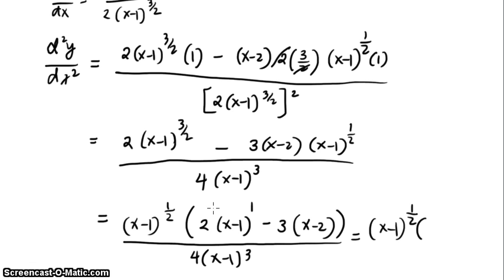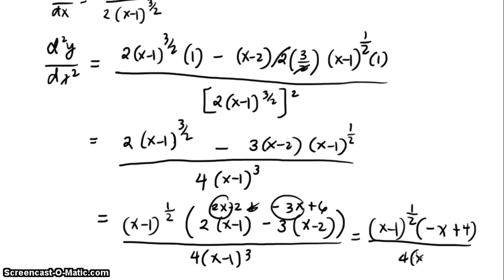The parenthesis will become, this is 2x minus 2. This is minus 3x plus 6. And this will be negative x. And you have negative 2 plus 6 is positive 4. All over the 4 times x minus 1 raised to 3.